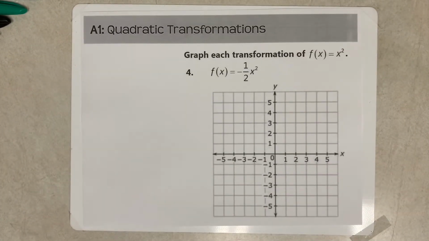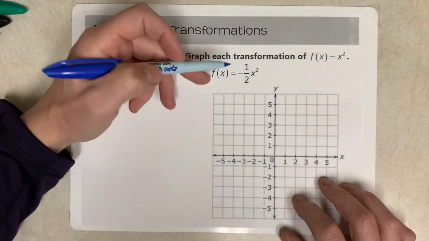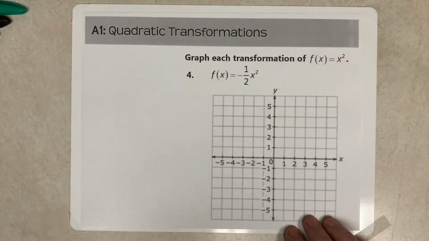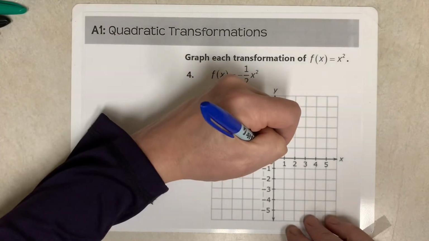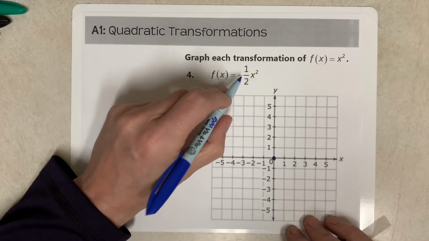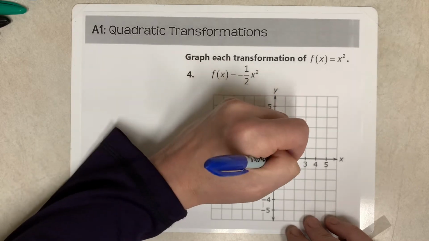Okay, this one, negative 1/2 x squared. We have a negative in front, so we're going to flip it across the x-axis, reflect it, and we're going to take half of all the y values. So our vertex is still at the origin. It used to be over 1, and I've got to say down now because of the negative, over 1 down 1, but we're taking half of that, so over 1 down 1/2.